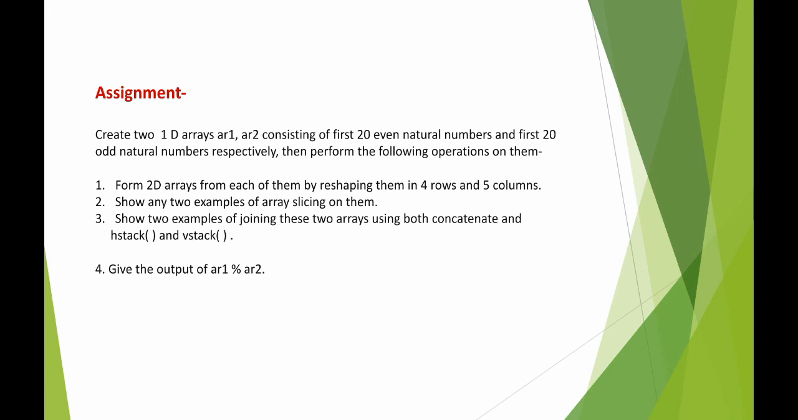Then after creating those arrays, you have to perform the following operations. First you have to form 2D arrays from each of them by reshaping them into 4 rows and 5 columns. Obviously there will be 20 elements, so 4 rows and 5 columns will constitute 20 elements. Also you know that by using the reshape function we can change the shape of the 1D array into the number of rows and columns which we want. Then you have to show any two examples of array slicing on them.